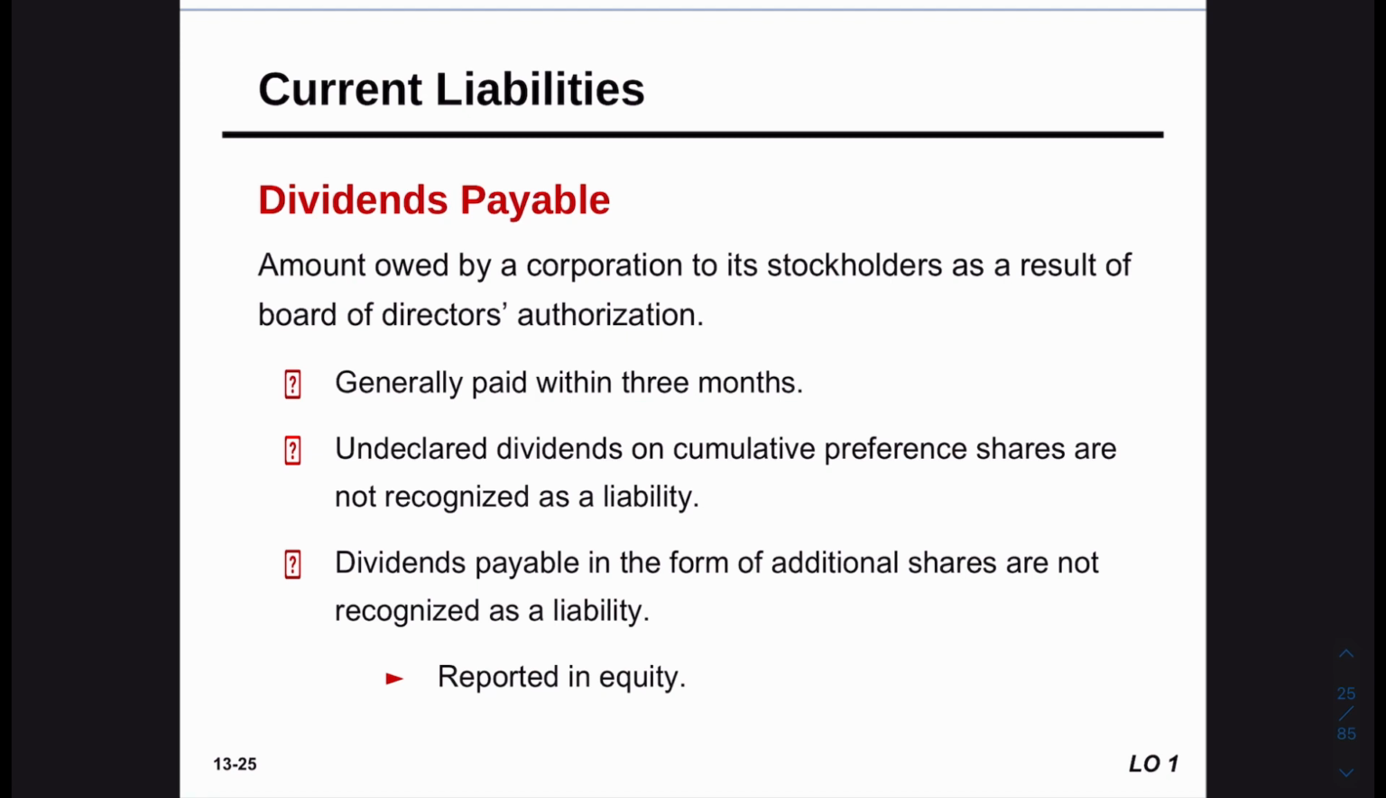So dividends payable in the form of additional shares are not recognized as a liability. Let's say, for example, each stockholder has maybe 100 shares, and each share will be paid $1. But instead of paying them $1, we've decided to give them additional shares. Those additional shares are not considered a liability for the company. Instead, they will be reported in equity.